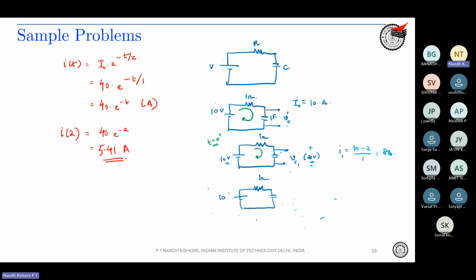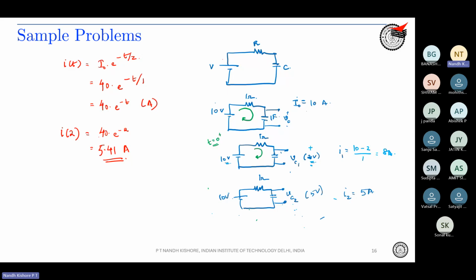So this is 10 volts. This is 1 ohm, and I'm looking at time equal to T2. Let's say the capacitor voltage has now increased to 5 volts. What is the current now? It is 5 amperes. 5 amperes. So you see, right?